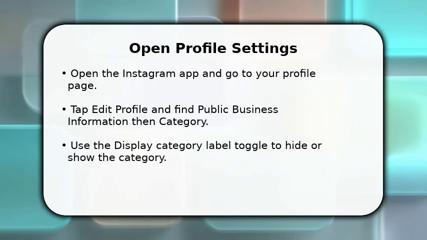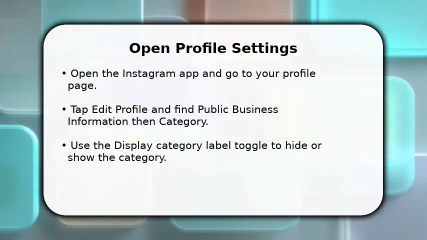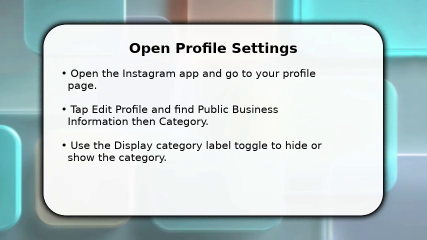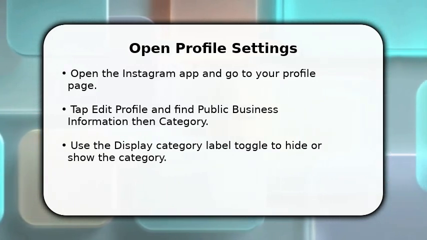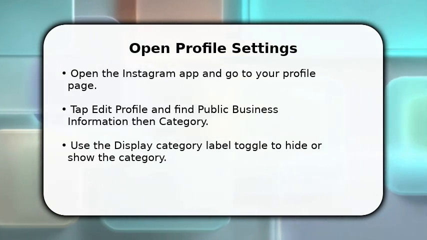Open the Instagram app and go directly to your profile page now. Tap Edit Profile on the top of your profile screen to change visible details. Scroll to Public Business Information and locate the category listed beneath your bio.